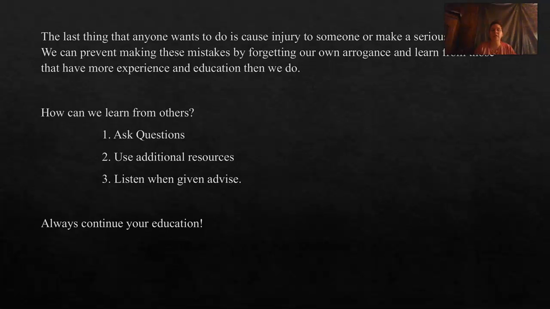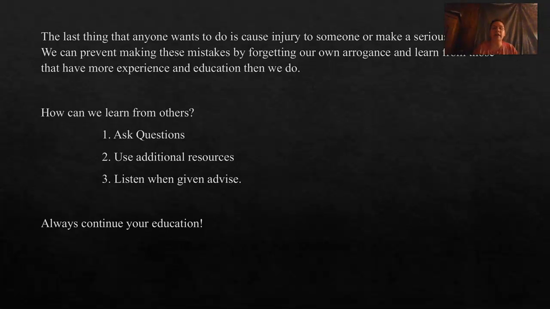First, we ask questions. If you don't understand something, ask someone that does. If they don't understand it, find someone that does. Don't be afraid to ask questions and ask for help. Second, use additional resources. There is a plethora of knowledge out there at your fingertips, whether you get onto the internet or your hospital or facility's database, or whether you pick up a book. There is help out there. There are additional resources that you can use.